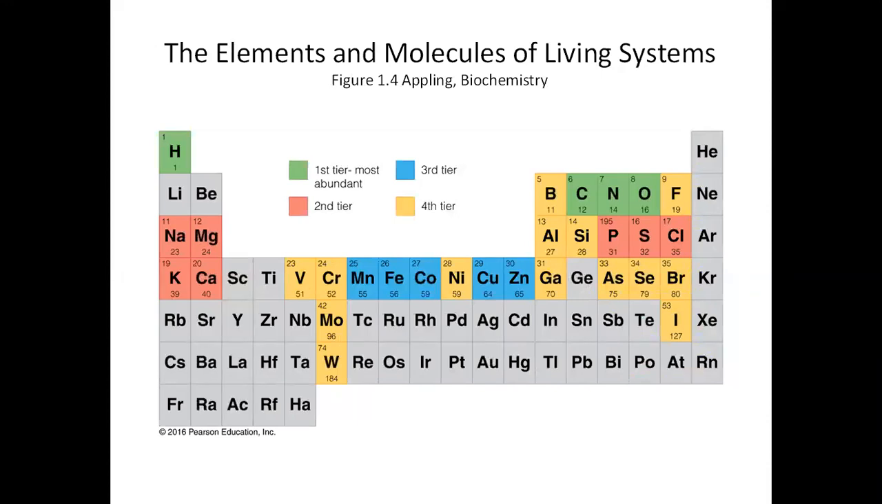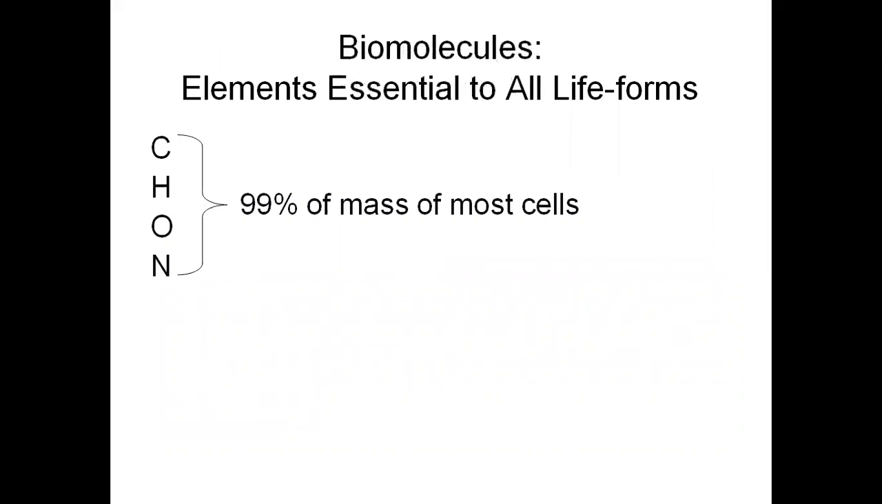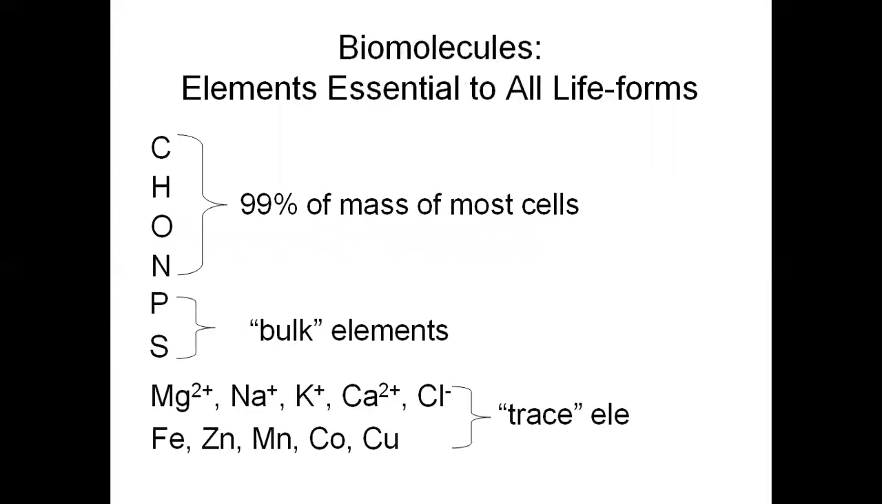Figure 1.4 is a visual representation of the elements that are most important, arranged in tiers. Carbon, hydrogen, oxygen, and nitrogen make up 99% of the mass of most cells. The other 1% of cells is composed of the bulk elements phosphorus and sulfur.